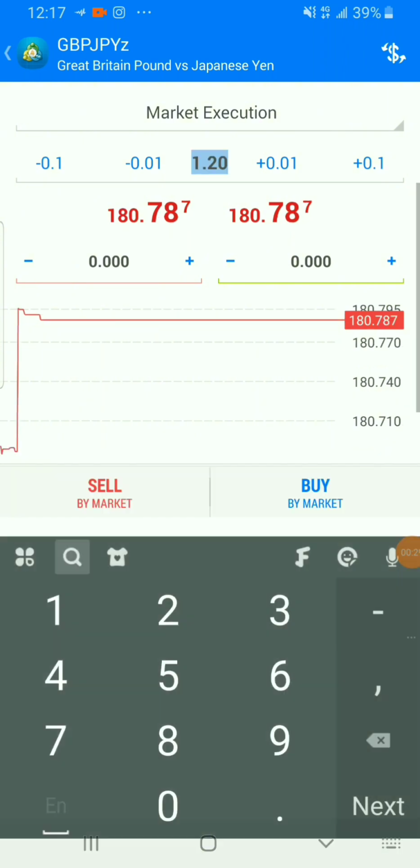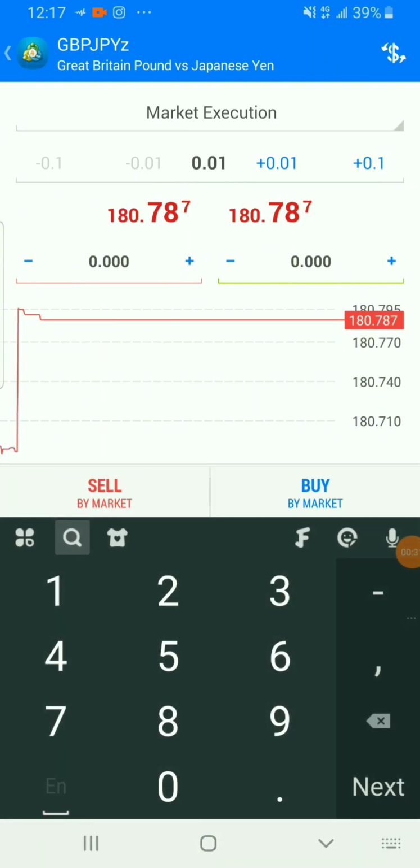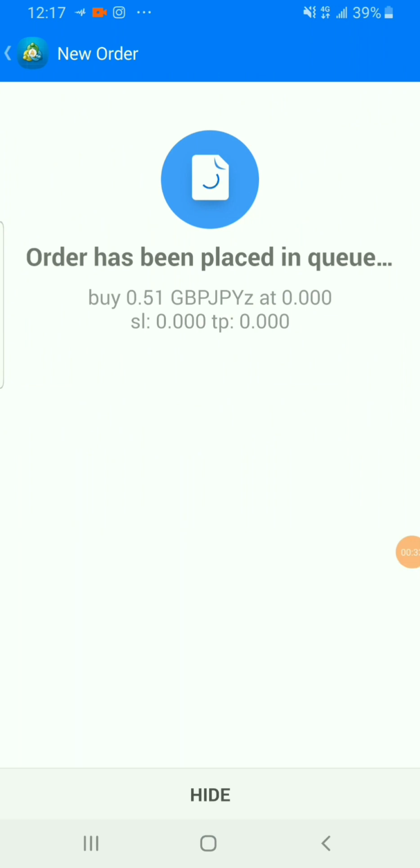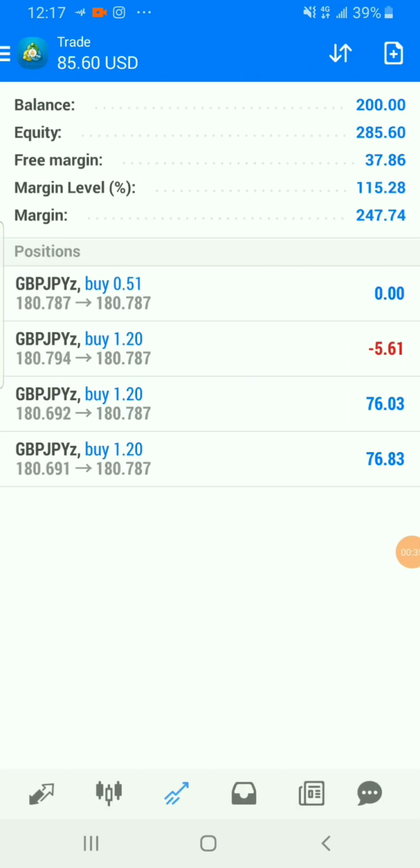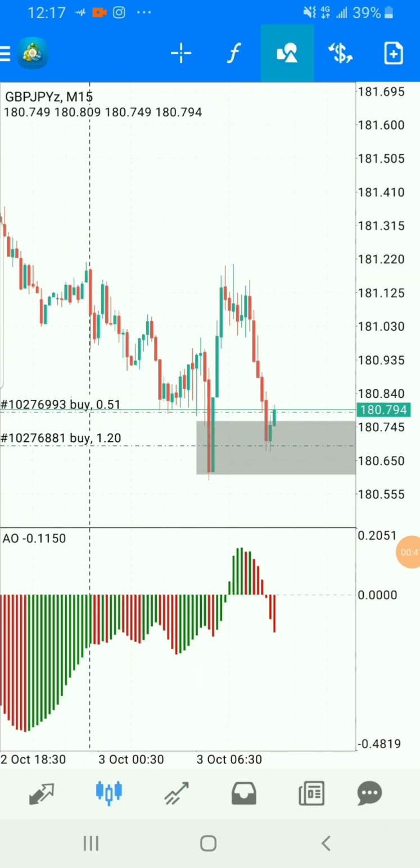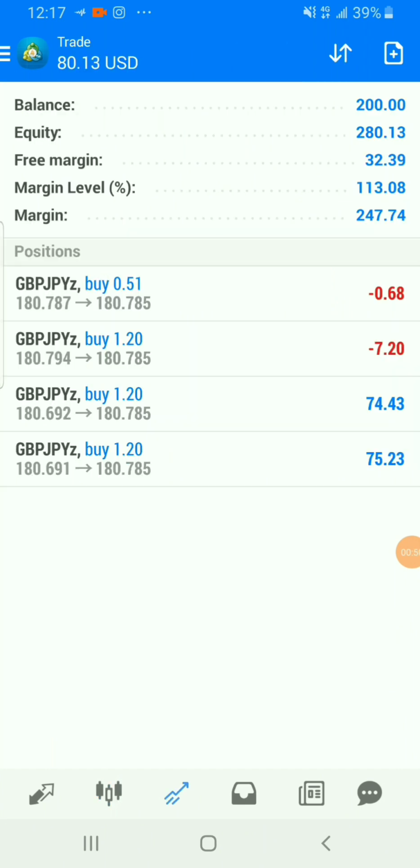So guys, I've stacked in more positions, so I will hold these positions and let's see what's going to happen. Here is the second confirmation on this zone, so I've confirmed that it's going to go up now. Let's watch and see what's going to happen.